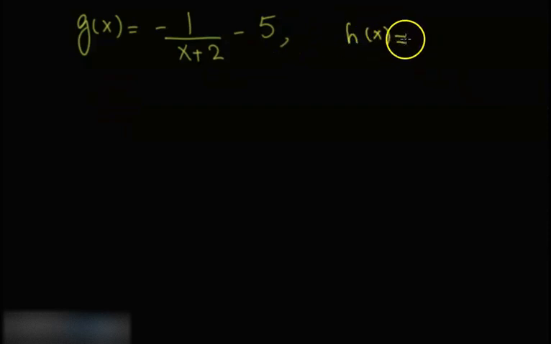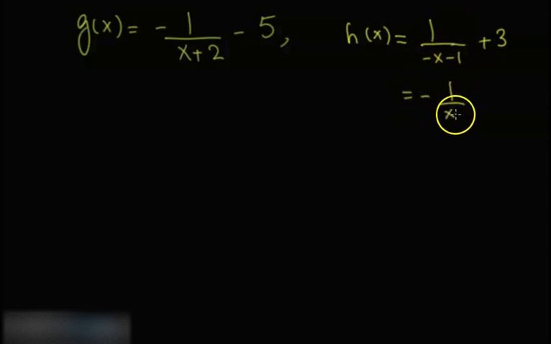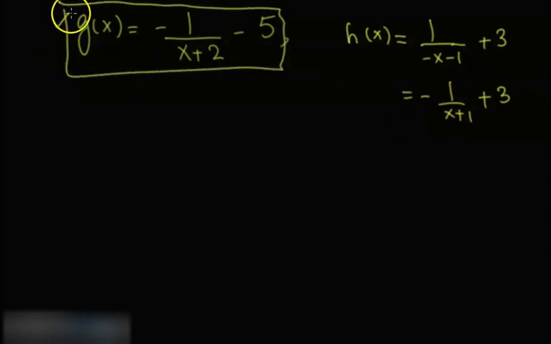Let's now talk about how to plot this g of x equal to minus 1 over x plus 2, let's say minus 5. And you can also be asked how to plot this h of x equal to 1 upon minus x minus 1 plus 3. For this type of question, you can take the minus common, and you will get minus 1 upon x plus 1 plus 3. So if there is a minus on x in the denominator, then take it common, make it into this form, and then you can plot that.